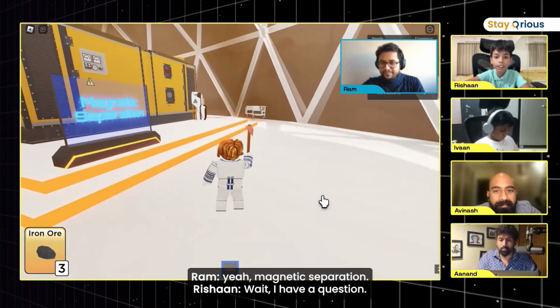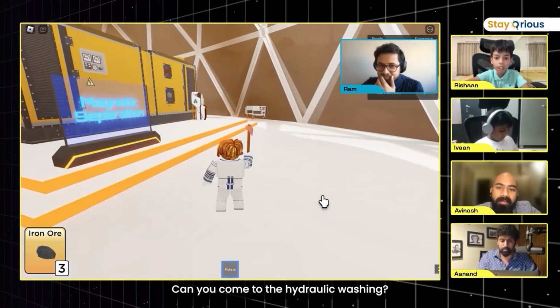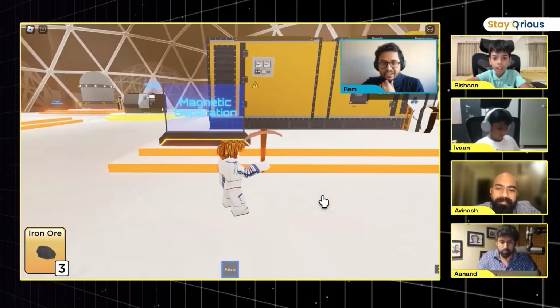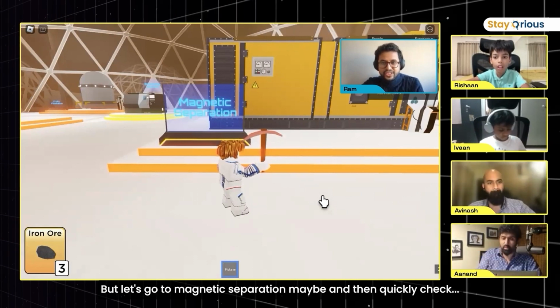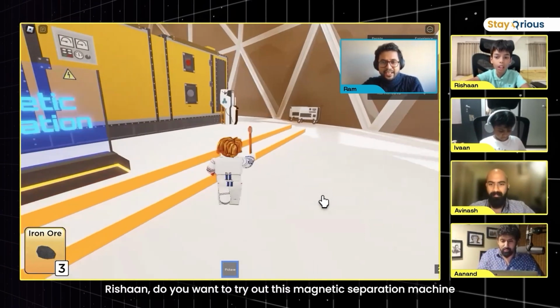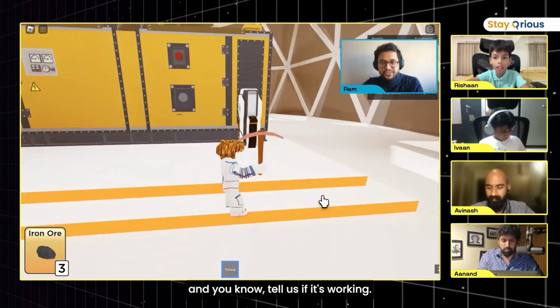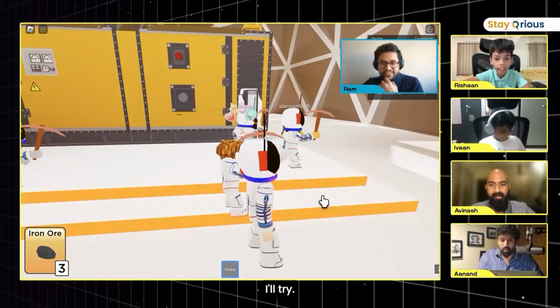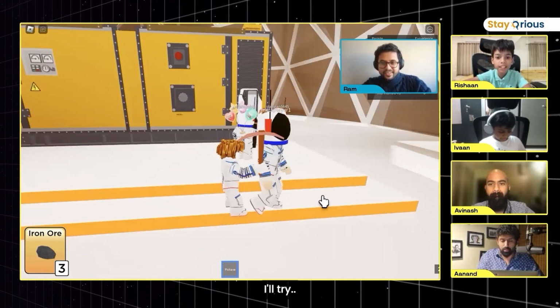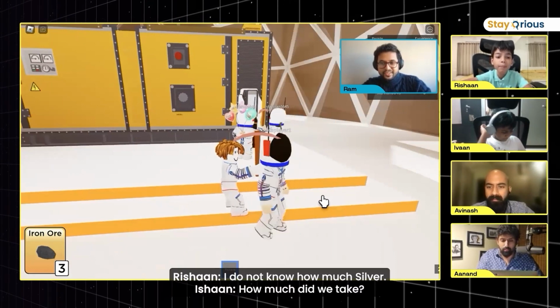So maybe magnetic separation. Can we come to the hydraulic washing? Sure, we can go there, but let's go to magnetic separation maybe, and then quickly check. Rishan, do you want to try out this magnetic separation machine and tell us if it is working? Okay, I will try. Yes.